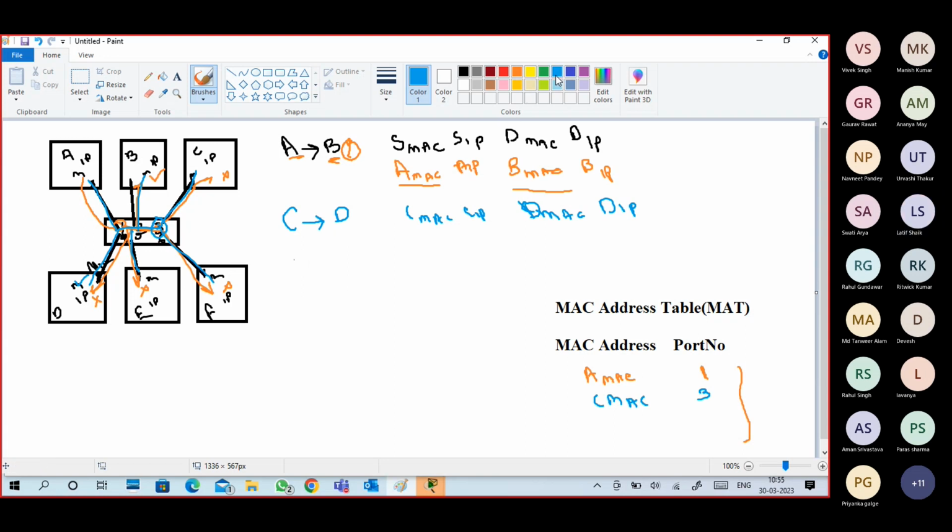Now E wants to send a packet to A. So what is the source MAC address? E's MAC address, E's IP address, A's MAC address, A's IP address. This is the packet, right? Now where is E? This is E. E sends a packet to port number 5. Now the switch learns this E PC's MAC address and maps it to switch port number 5. And what is the destination, guys?